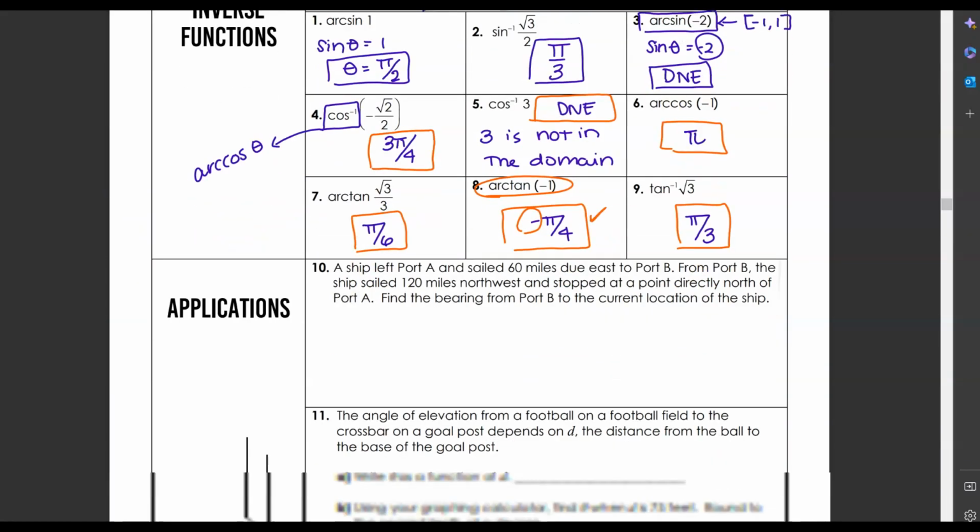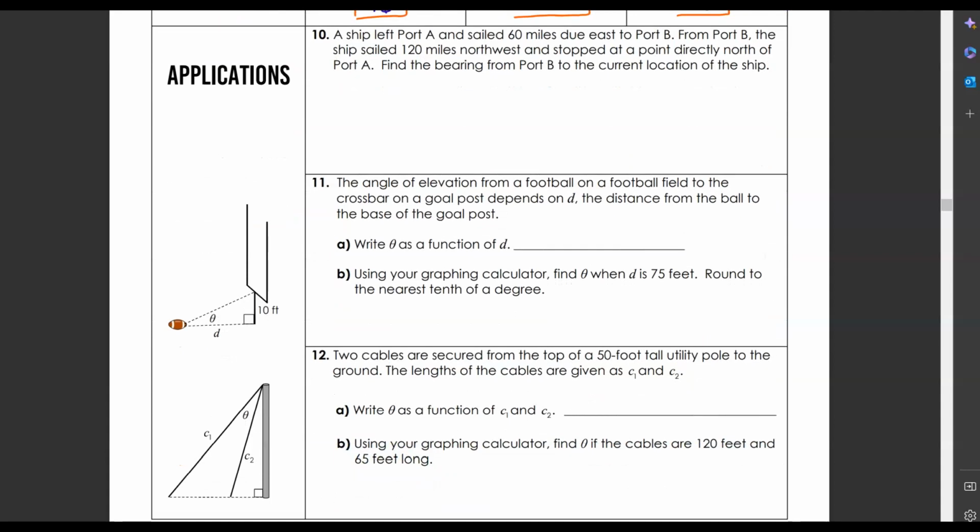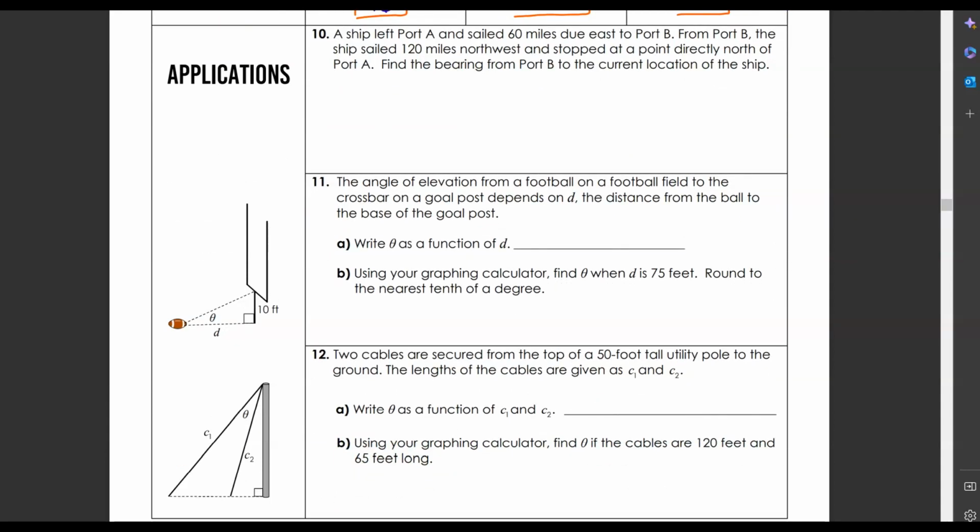Let's take a look at some of these application problems here, 10 through 12. So for number 10, we have a ship that left port A and sailed 60 miles due east to port B. From port B, the ship sailed 120 miles northwest and stopped at a position directly north of port A. From port B to the current location, we want to find the bearings, sorry, from port B to the current location of the ship.